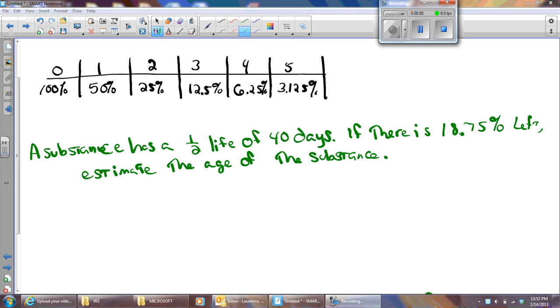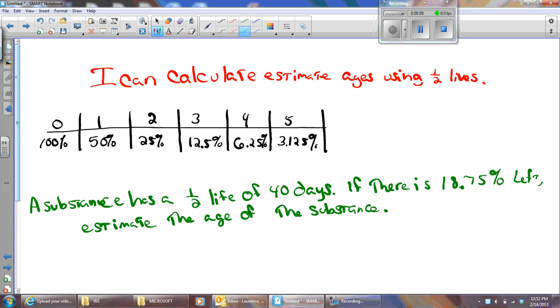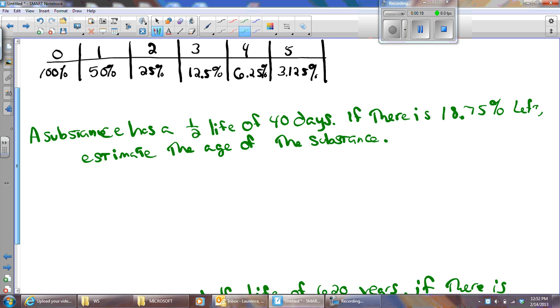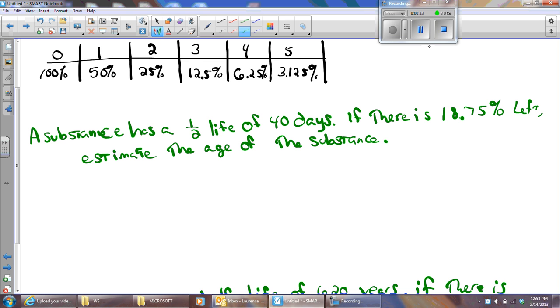Mr. Lawrence here, and today we are going to be estimating ages using half-lives. Remember, a half-life is the amount of time it takes for half the substance to decay. If I have 100% of it, then after the half-life expires once, I have 50%. After it expires a second time, I have 25%, third time down to 12 and a half, etc.